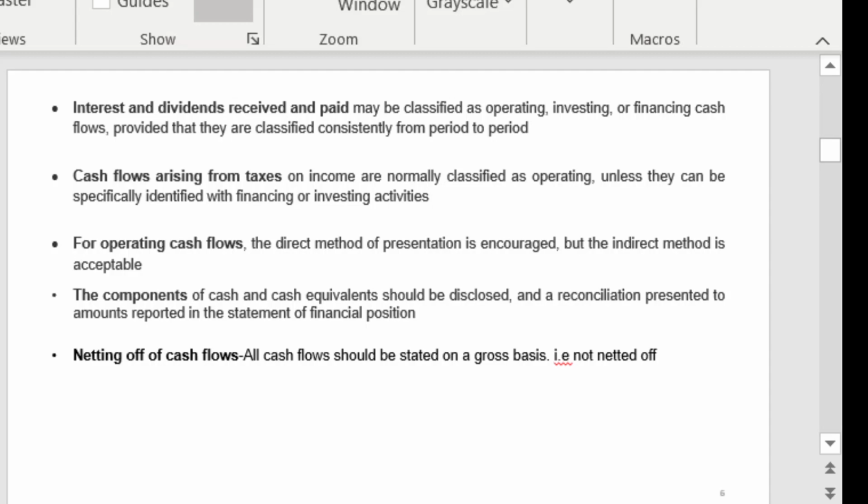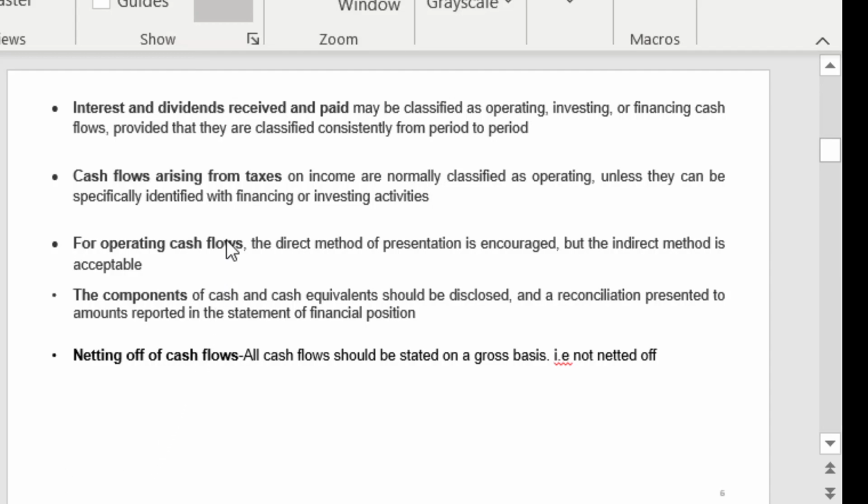So the standard allows these to be classified as either operating, investing, or financing activities. The only issue that the standard stipulates is that if in the current year you classify these as operating activities, you can't go in the next period and classify them as investing activities. In other words, there should be consistency.